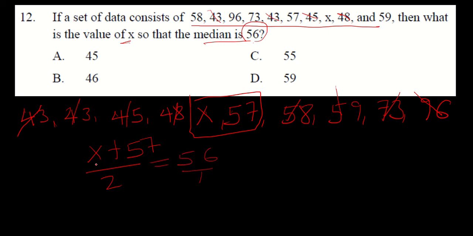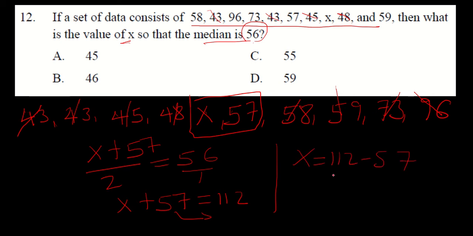Then crisscross. That means x plus 57 will be 112. Then shift the 57 to the other side. Then the x value will be 112 minus 57, which is 55. So the answer will be C. This is also data handling, the topic under data handling.